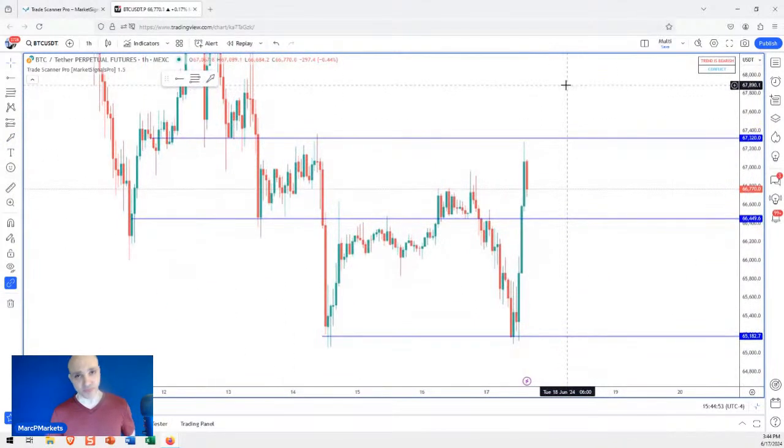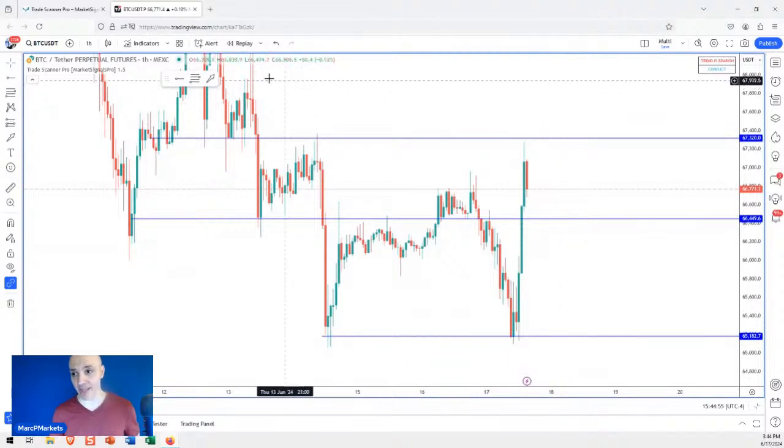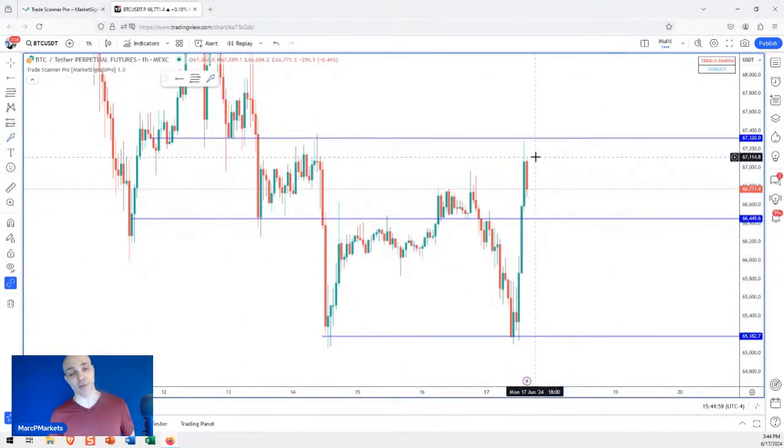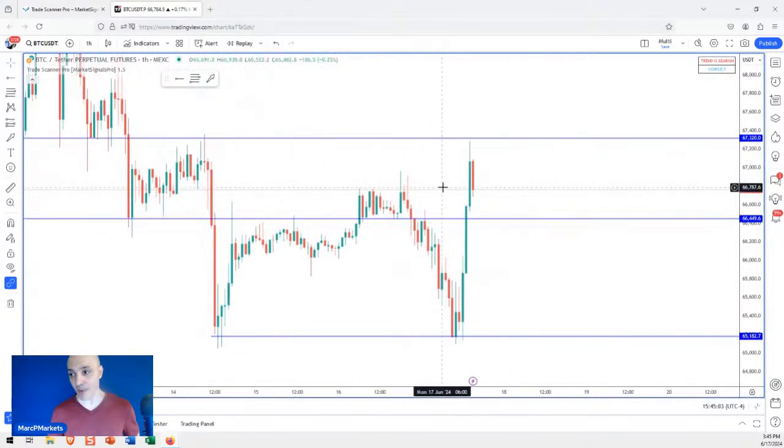Now, like I said, we're working on an overlay that will generate these levels for you. But right now, it doesn't exist yet. Right now, you have to do it by hand. It's good to do it manually because you learn that way.